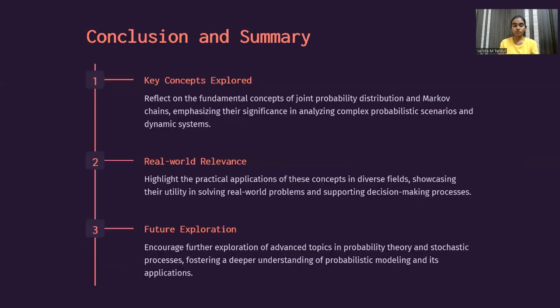So, to conclude this topic, the key concepts we explored: reflect on the fundamental concepts of joint probability distribution and Markov chains, emphasizing their significance in analyzing complex probabilistic scenarios and dynamic systems. Real world relevance. Highlight the practical applications of these concepts in diverse fields, showcasing their utility in solving real world problems and supporting decision making processes.